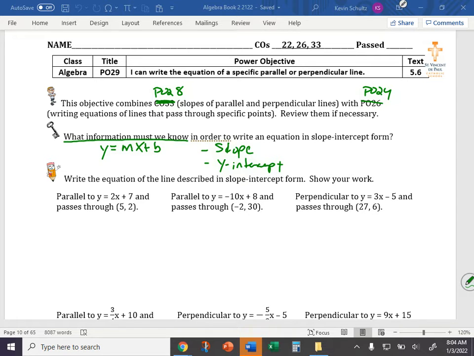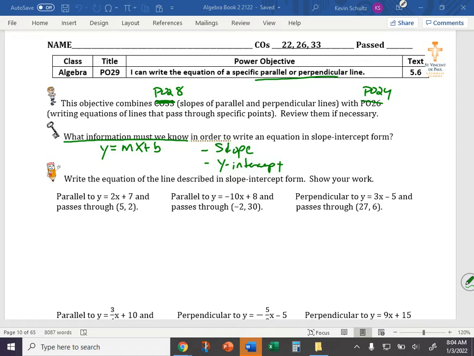Now, back in PO24, I gave you two ordered pairs. You had to find the slope, then plug an ordered pair in to solve for b. Maybe I gave you the slope directly, and you just had to plug something in to solve for b. I gave an xy table, and you had to find the slope. There are four different ways we worked with this. This objective is going to focus on the parallelity and perpendicularity of the lines that we're working with.